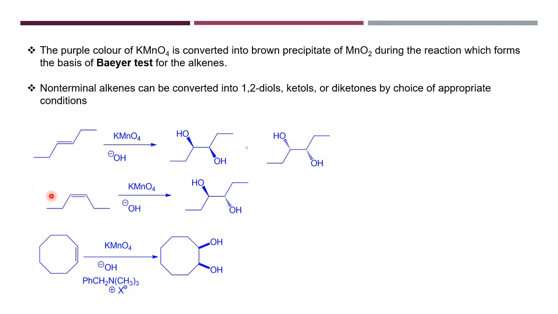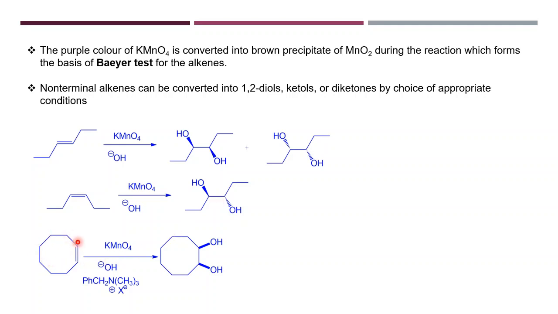However, if the alkene is Z or cis, then it leads to the formation of a meso compound, which will have either a center of symmetry or a plane of symmetry. As we can see in this molecule, if we connect this OH with that OH, then there is a point which we can consider to be the inversion point, and any molecule having an inversion point or a plane of symmetry is a meso compound.